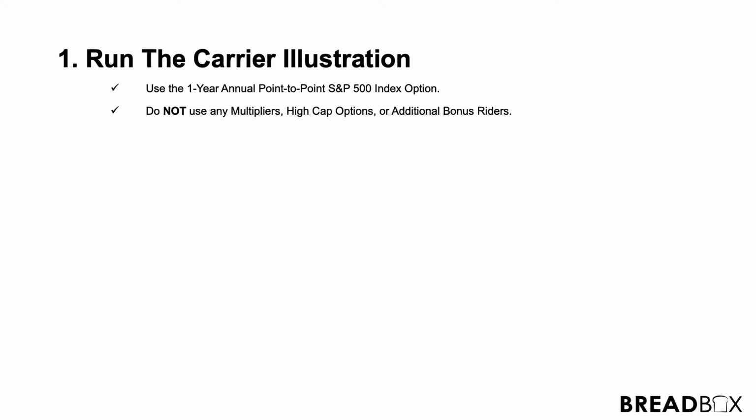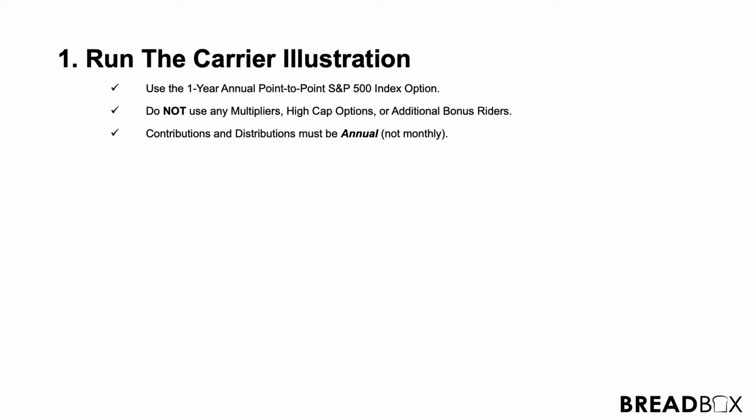Secondly, you do not want to use any multipliers or high cap options or additional bonus riders in this particular carrier illustration. The reason is that if you do want to teach your client how these type of features work, you can build them into the Breadbox report. So what we're looking for is more of a vanilla carrier illustration design, so we can take that vanilla raw data. We're going to import that into our Breadbox report software, and then all of those design features will be used to generate that output design in your Breadbox report.